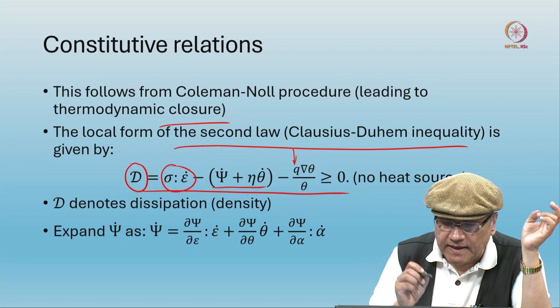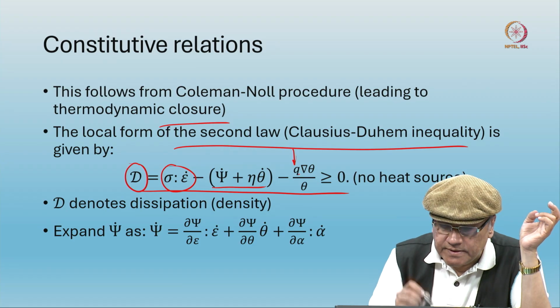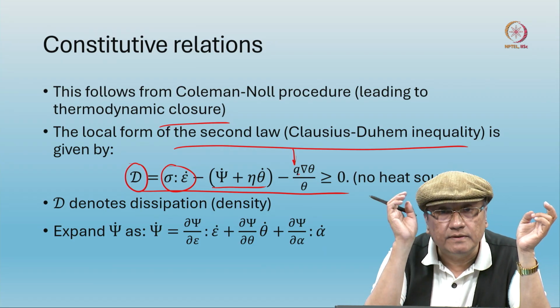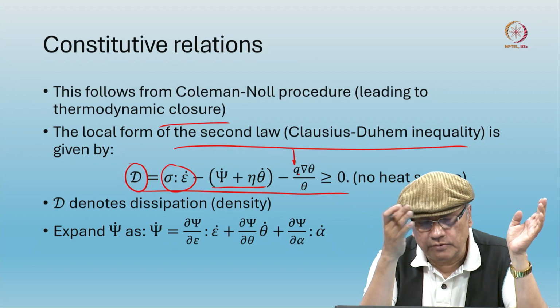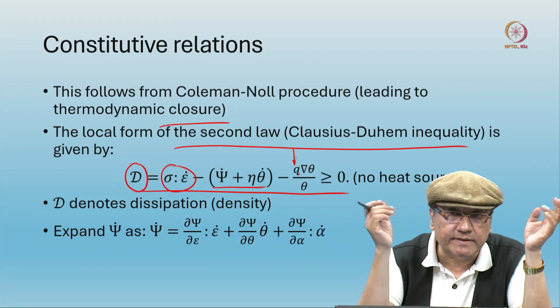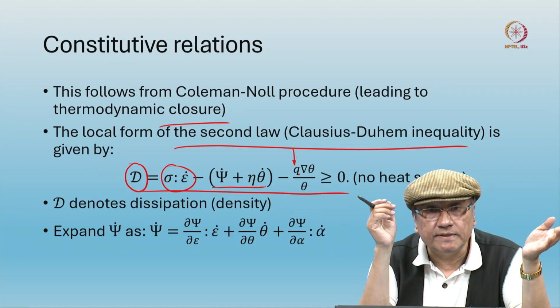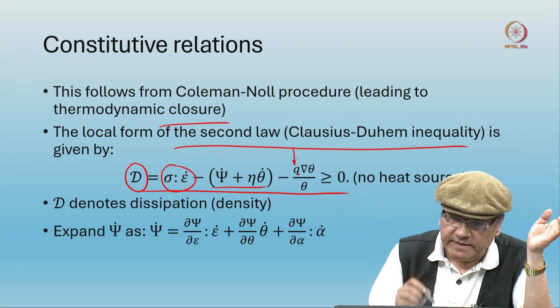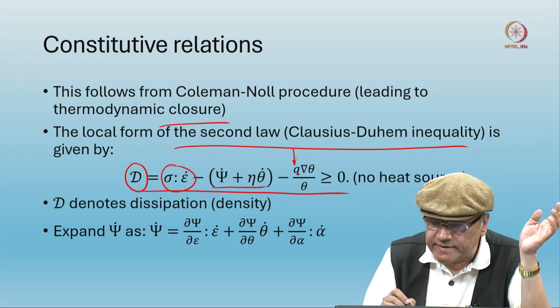q, the heat flux, dot product with the nabla of theta, that is basically the gradient of theta. Okay, q is the heat flux and theta is the temperature. Okay, this is greater than or equal to 0.